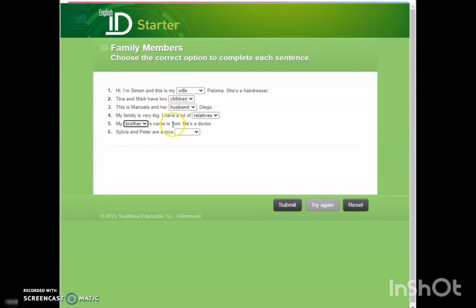5, my brother's name. Como decimos que es Tom, no vamos a decir nosotros, my sister's name is Tom. No, my brother's name is Tom. He's a doctor. And the last one, number 6. Sylvia and Peter are nice siblings. Siblings. Okay.